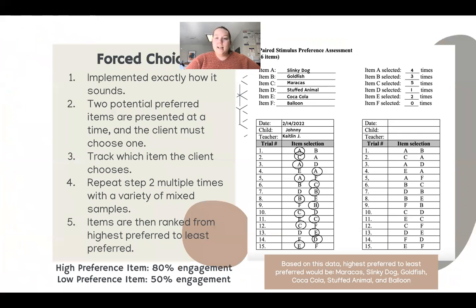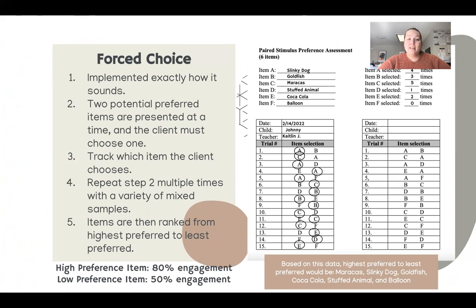All right, next we're on to forced choice. So forced choice is basically implemented exactly how it sounds. That is the easiest way for me to remember it. You're forcing the client to make a choice between two items. You're going to have two potential preferred items that are present at a time, and the client must choose one.